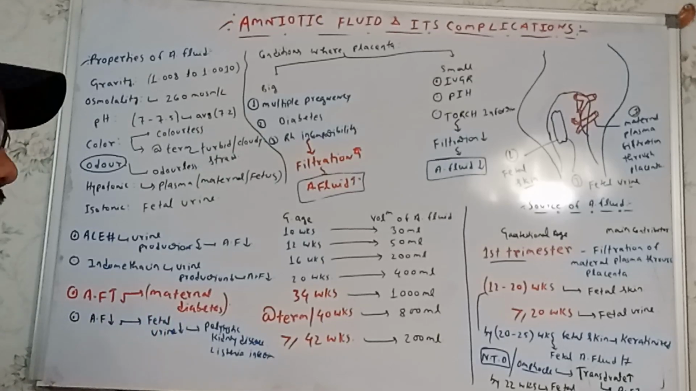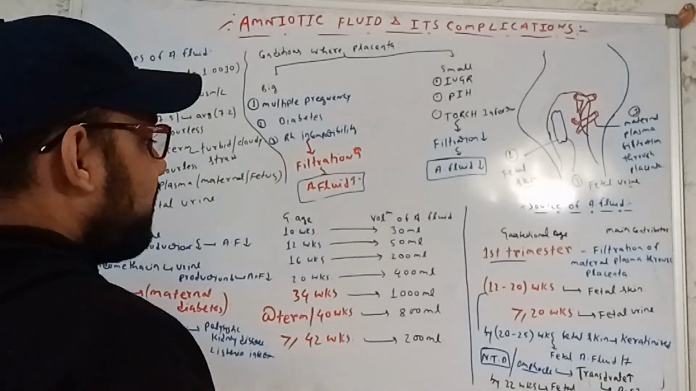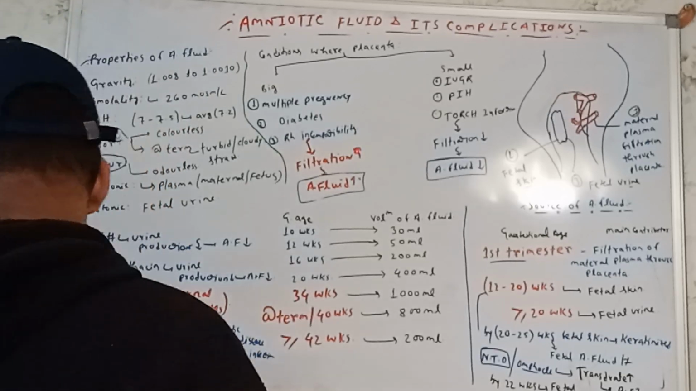But in maternal diabetes, the volume of the amniotic fluid will be increased. Okay, now we'll talk about the different kinds of gestational age and what type of volume we'll get in different age groups of the gestation.